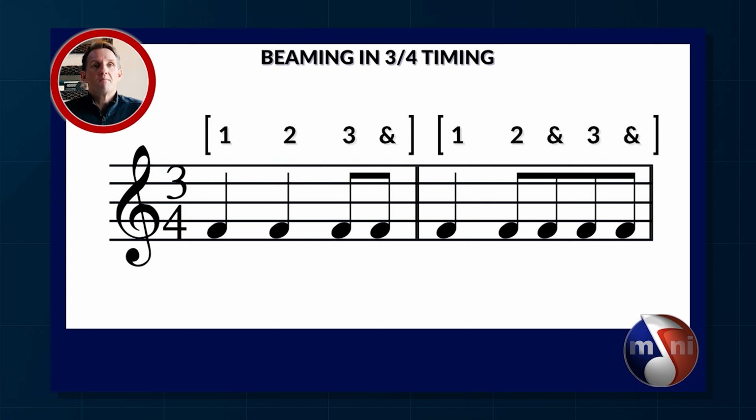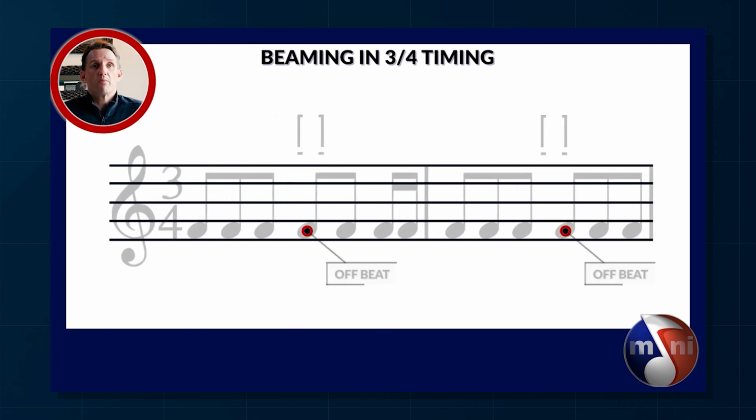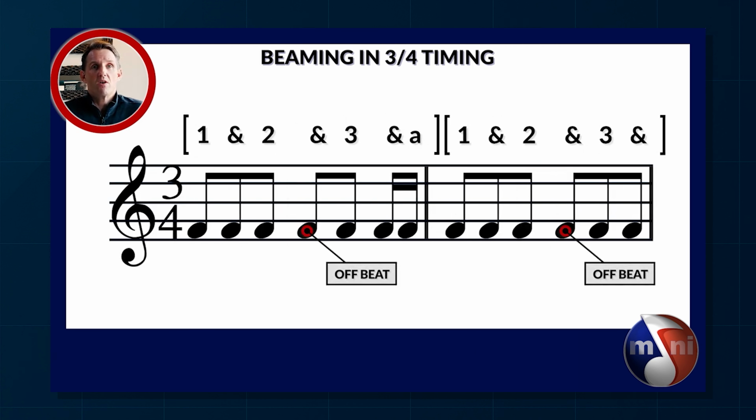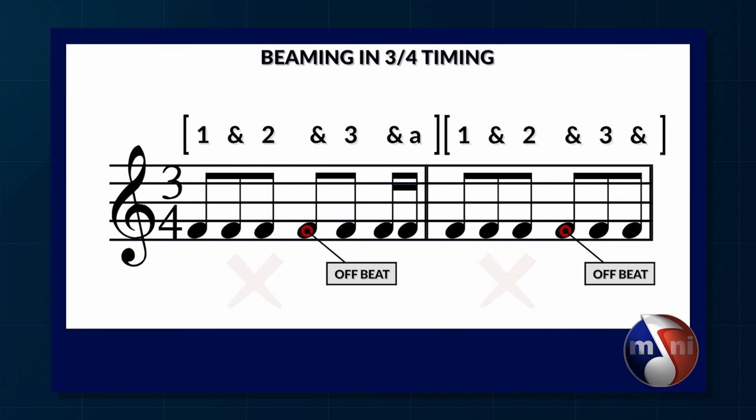Beaming in 3/4 time, there are 3 crotchet or quarter note beats in every bar. The first beat is a strong beat, followed by 2 weak beats. Quavers can be beamed across 2 or 3 crotchet beats, but the first note of the group must fall on the beat rather than the offbeat.